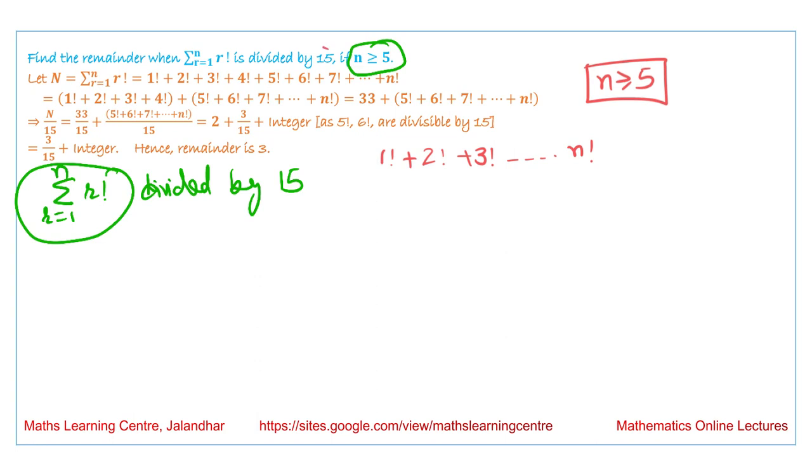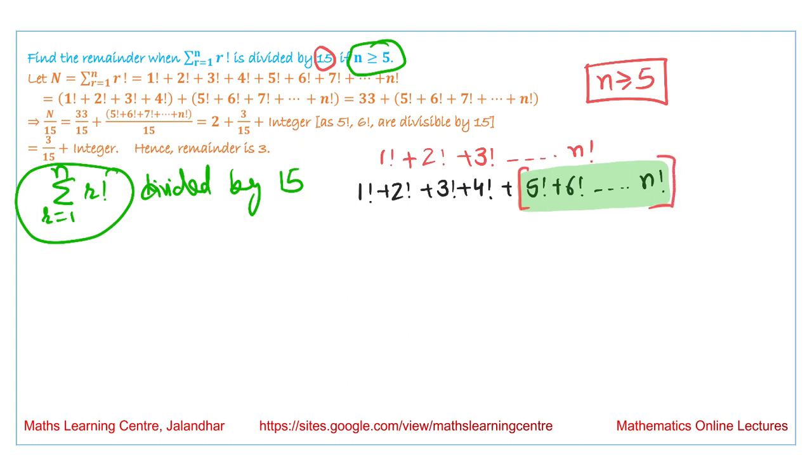Now we have to check the divisibility with 15. If we write these numbers in this form, it is 1 factorial plus 2 factorial plus 3 factorial plus 4 factorial, and plus 5 factorial plus 6 factorial, and so on up to n factorial. And we are separating these terms: these are the separate terms we are writing. The answer for the first values is 1 plus 2 plus 6 plus 24. So the total value we get over here is 33.